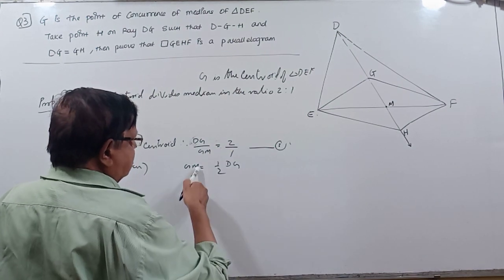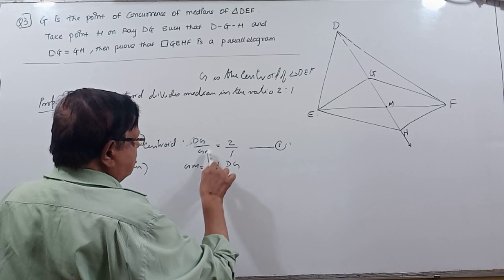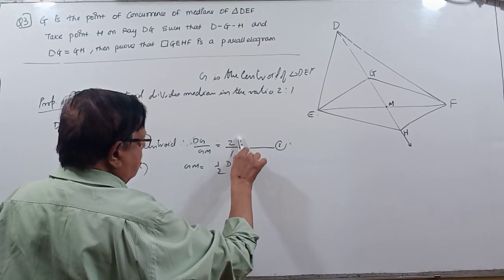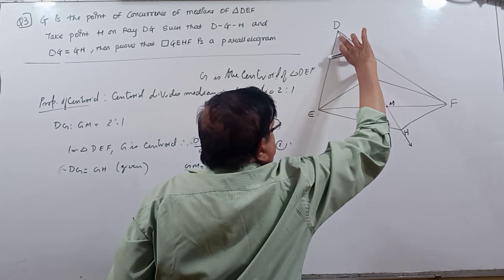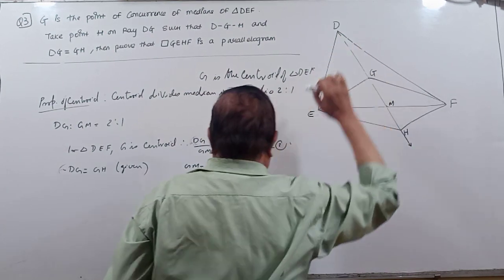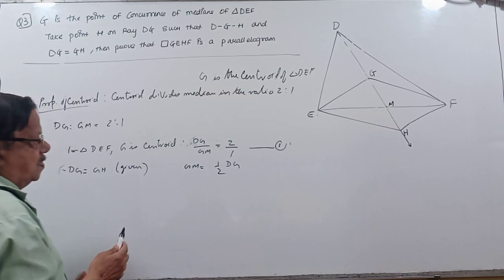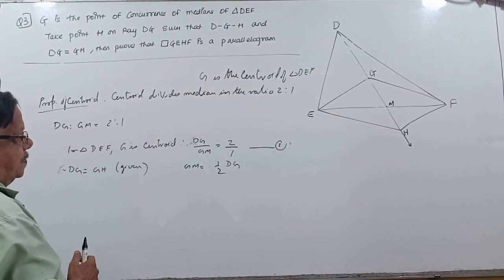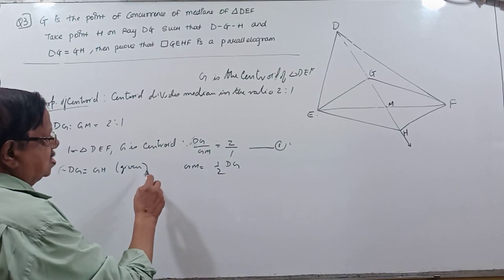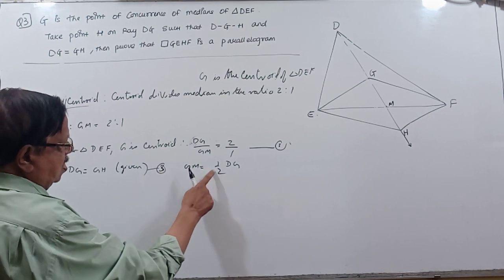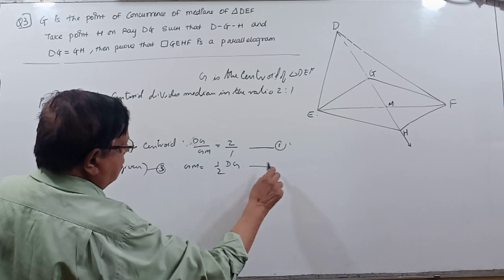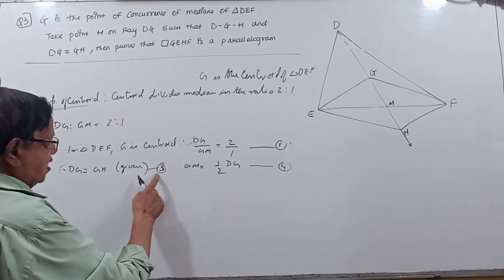Cross multiply, 2 will come down. This upon this, 2 upon only, GM is equal to half of DG. This will be half of this. This is twice this, meaning this is half of this. GM equal to half of DG. Now we will give names here: 3. GM equal to half of DG, 4. From 3 and 4.